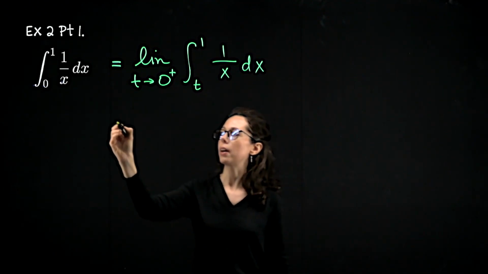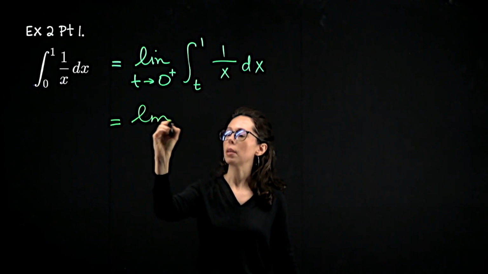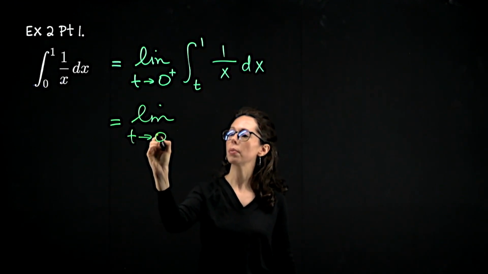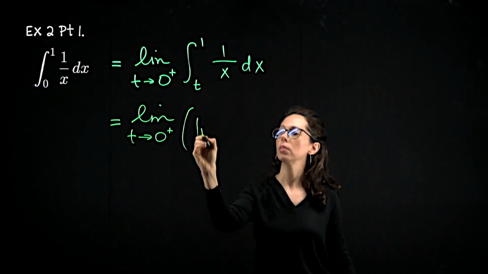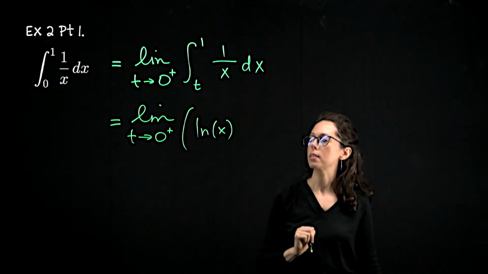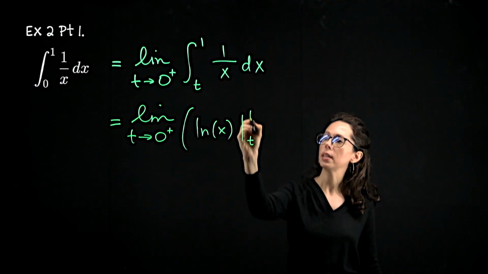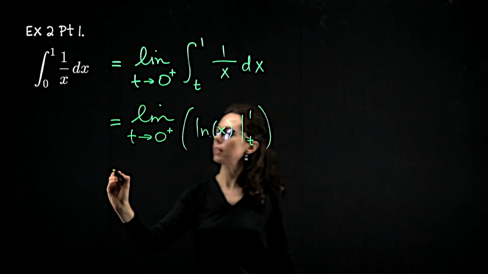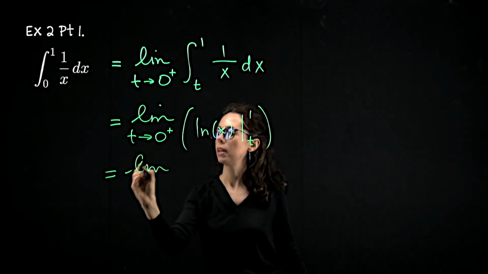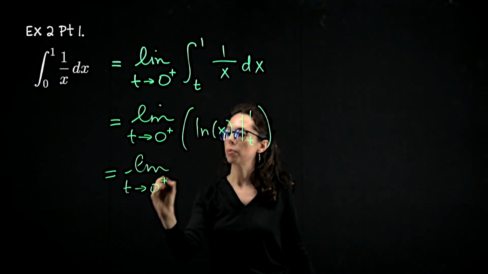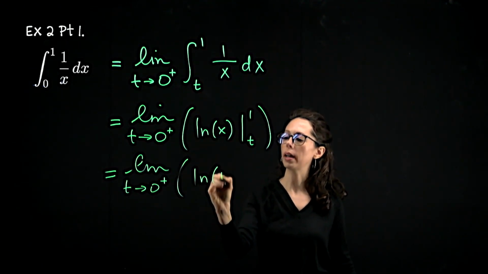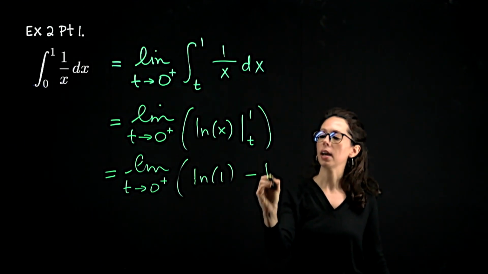So if I go ahead now and evaluate this, we'll have the limit as t approaches 0 from the right of natural log of x. X here is positive, so I'm going to omit absolute values. And the bounds go from t to 1. Plug these in, let's see what we get. The limit as t approaches 0 from the right of natural log of 1 minus natural log of t.